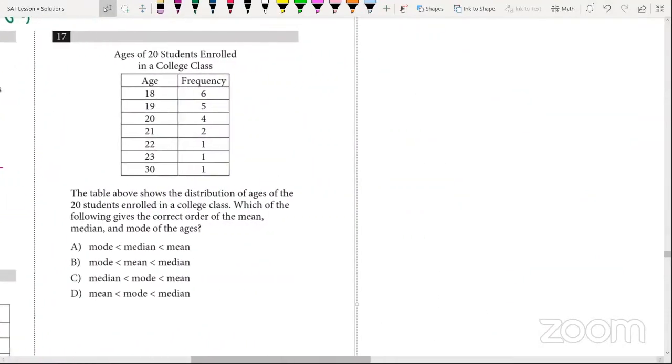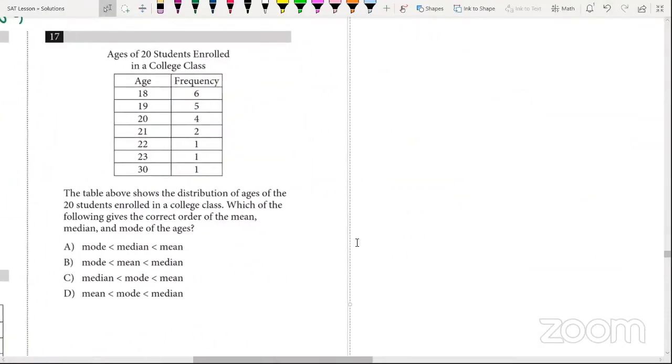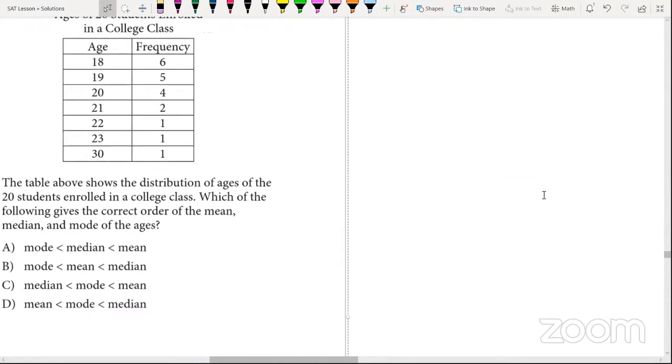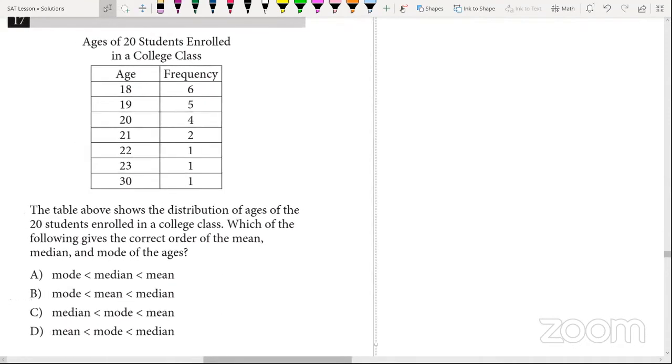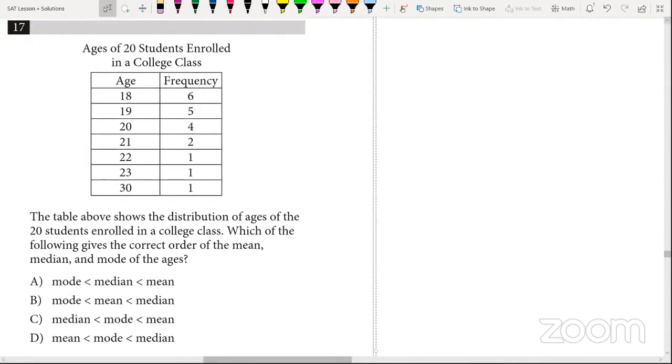The table shows the distribution of ages of 20 students enrolled in a college class. Here we go, sorry. The table shows the distribution of the ages of 20 students. What's the mean, median, and mode of the ages?